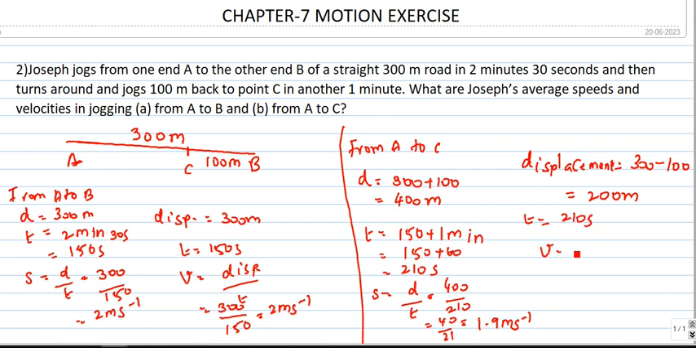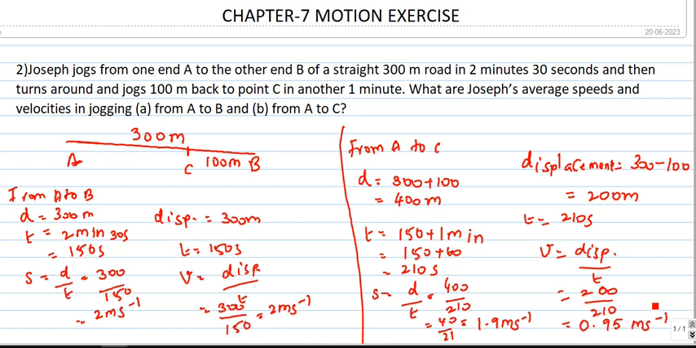So the velocity will be displacement by time, which is 200 by 210, approximately equal to 0.95 meters per second. So from this we see when the distance and displacement are the same, the speed and the velocity will be the same.